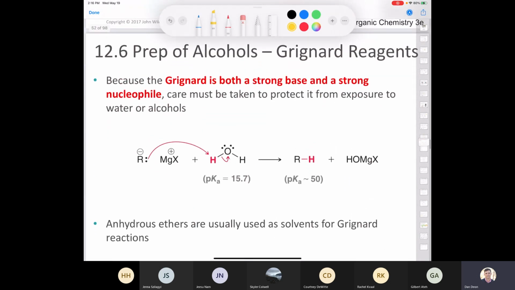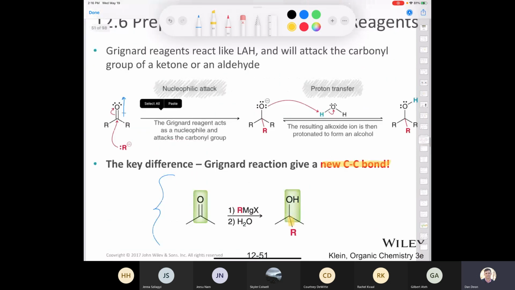But remember, since you have a carbanion, it can behave as a strong base as well. So not only can it behave as a nucleophile, but it's also a strong base. And so when you're doing a Grignard reaction, let's say you're doing this reaction right here, you want to make sure that you're doing that reaction in anhydrous conditions. So anhydrous, okay, the first step.